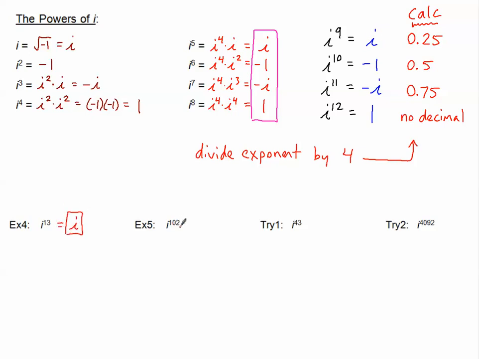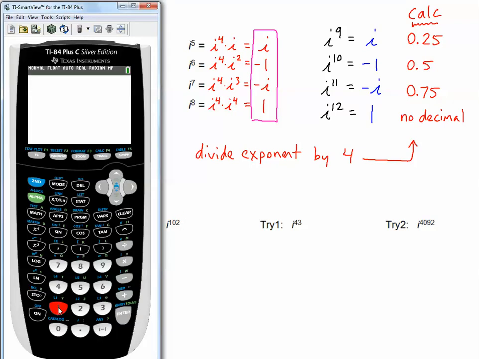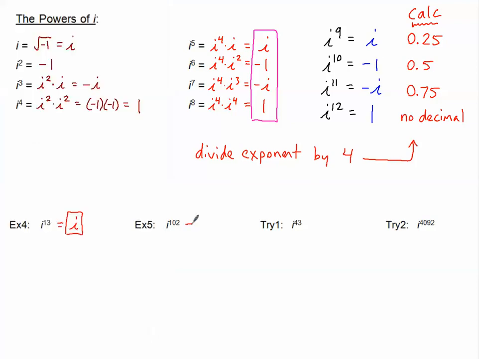i to the 102, okay, that number is a little bit bigger. So we could take our calculator, and we could take the exponent 102, divide it by 4 because it's a pattern of 4, and see what our decimal is. And our decimal is 0.5. If our decimal is 0.5, then we're going to be equal to -1, and that's it. So this is going to be equal to -1.